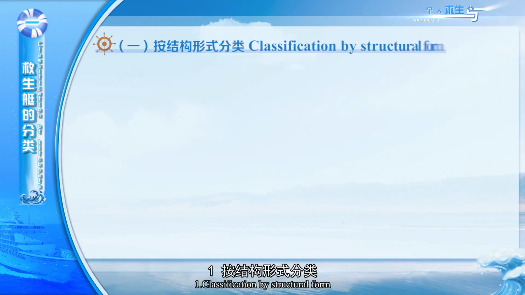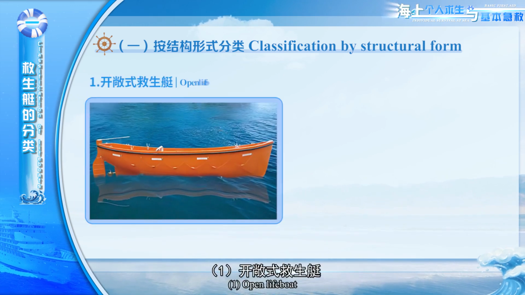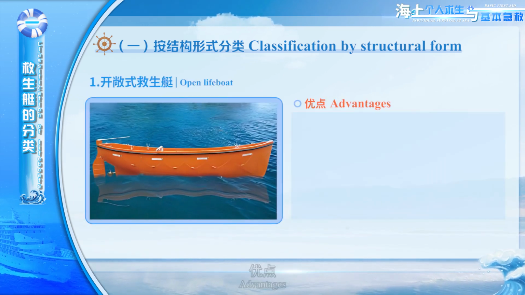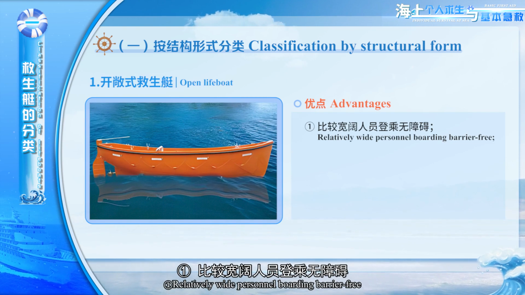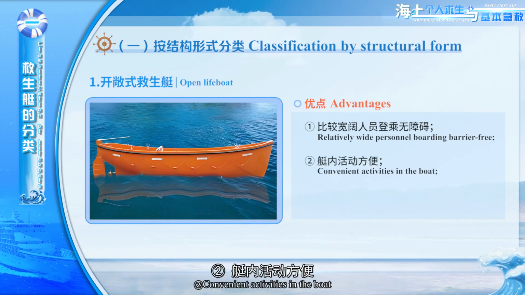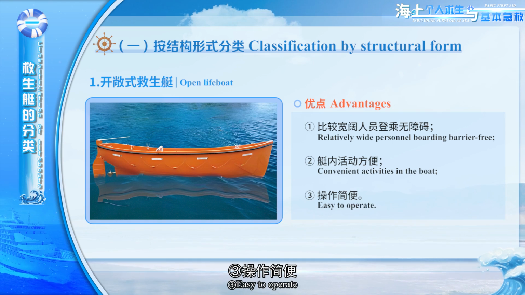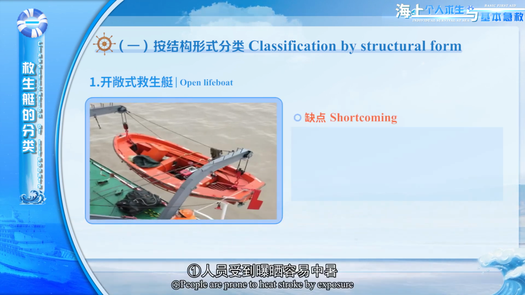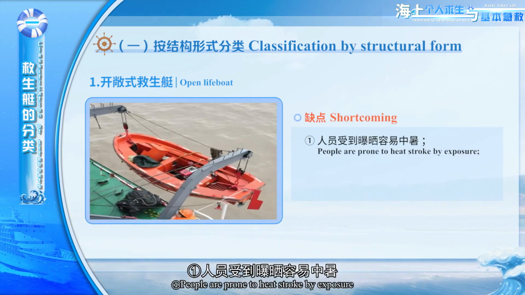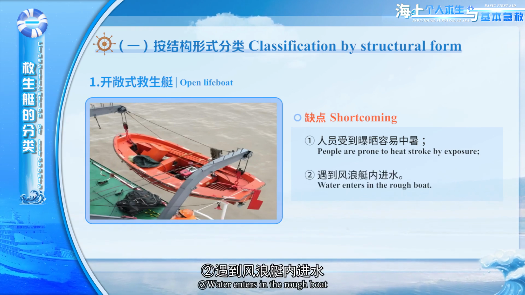Part 1. Classification of lifeboats. 1. Classification by structural form. 1. Open lifeboat. Advantages: relatively wide space, personnel boarding is barrier-free, convenient activities in the boat, easy to operate. Shortcomings: people are prone to heat stroke from exposure, and water enters the boat in rough seas.